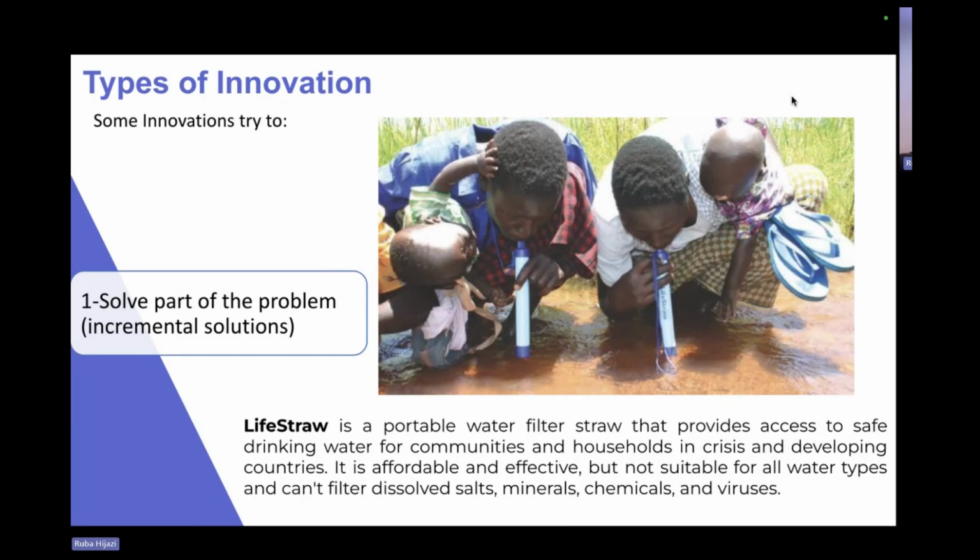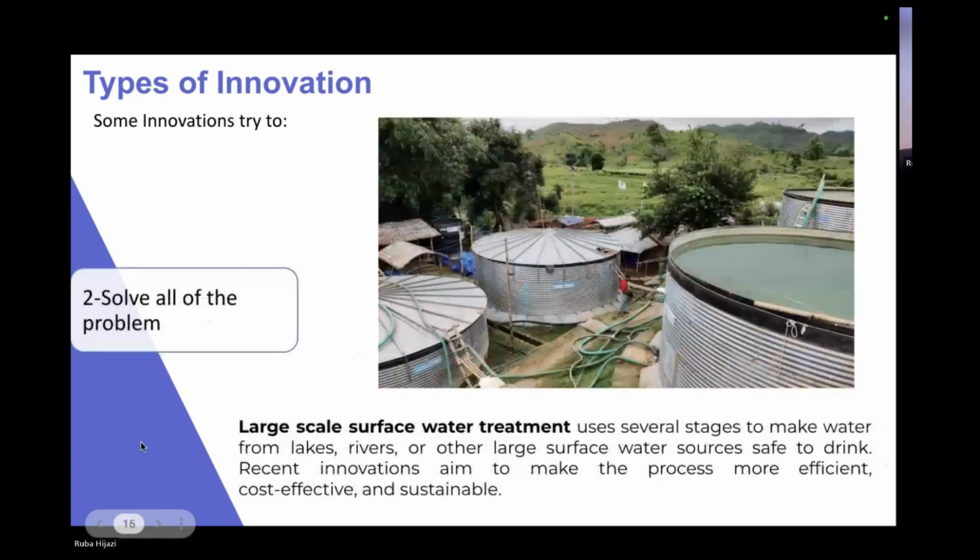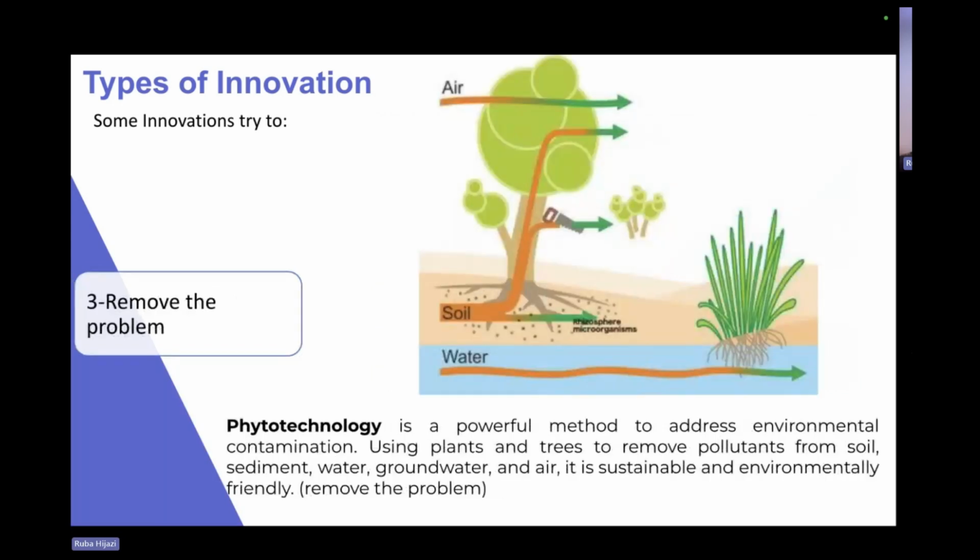An example, if there are viruses or certain types of chemicals, it can't filter them. But it solves part of the problem. Sometimes the innovation can solve all of the problem, like this large-scale surface water treatment. It can treat the water in the area, but at the same time, it comes with a high cost, and sometimes challenges with the sustainability of such a project.